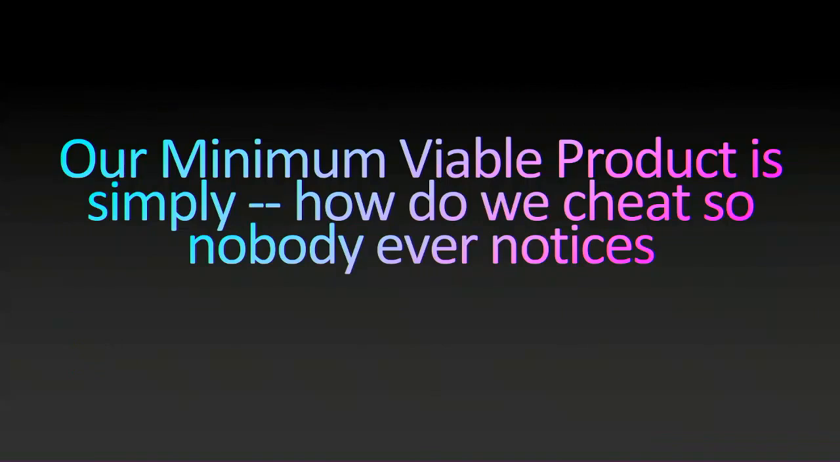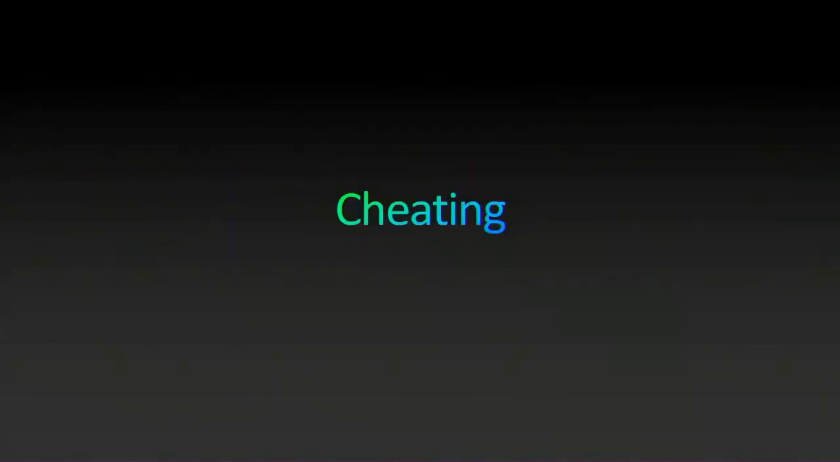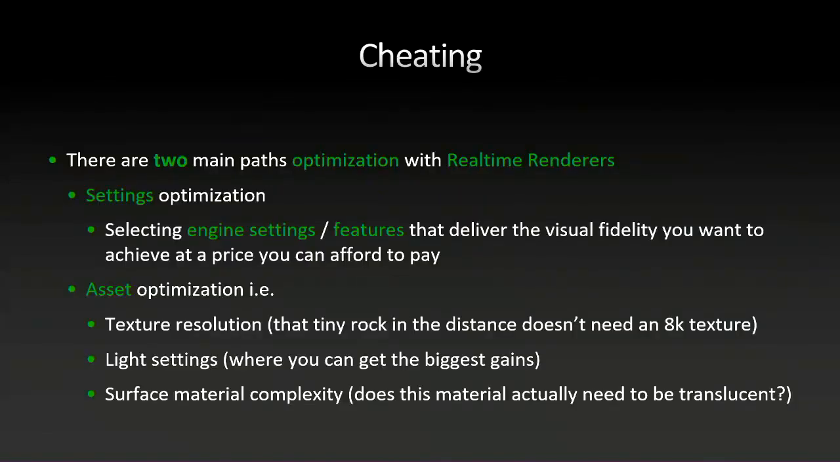So our minimum viable product simply is how do we cheat so nobody ever notices? That's basically it. So let's talk about cheating. There are 2 main paths to optimizing with real-time renderers. We can optimize our engine settings, so there are a lot of features you can optimize by just turning them off or changing their settings, which will affect the fidelity of your visuals. And there's asset optimization. This is the other half of what you'll be doing.